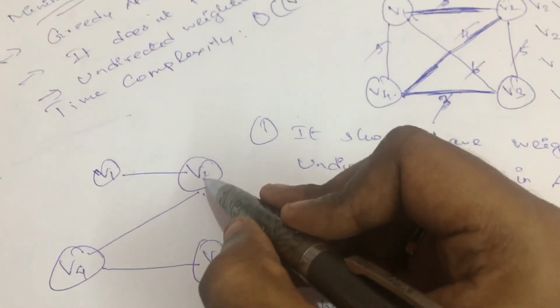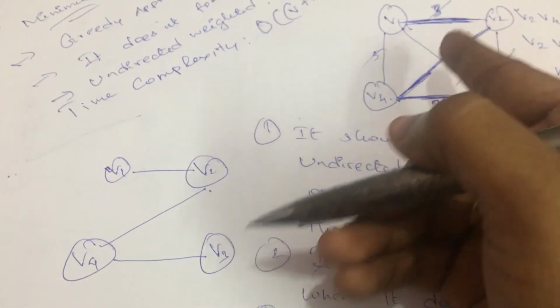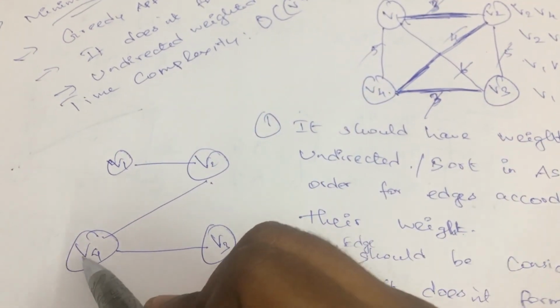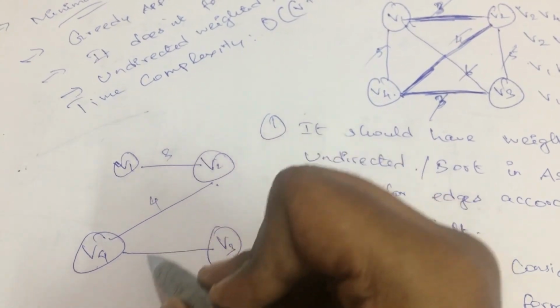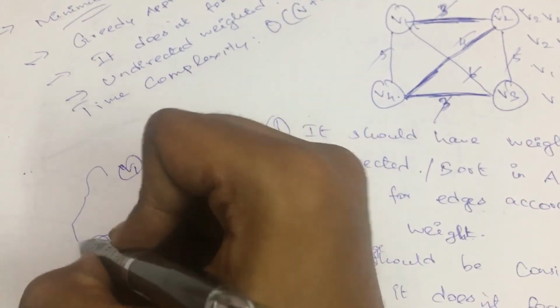So from v1 we are going to v2 according to this. From v2 we are coming back to v4. So we have drawn that. From v4 we are moving to v3. So the weights are 3, 4, and 3. So the final output is equivalent to 10.